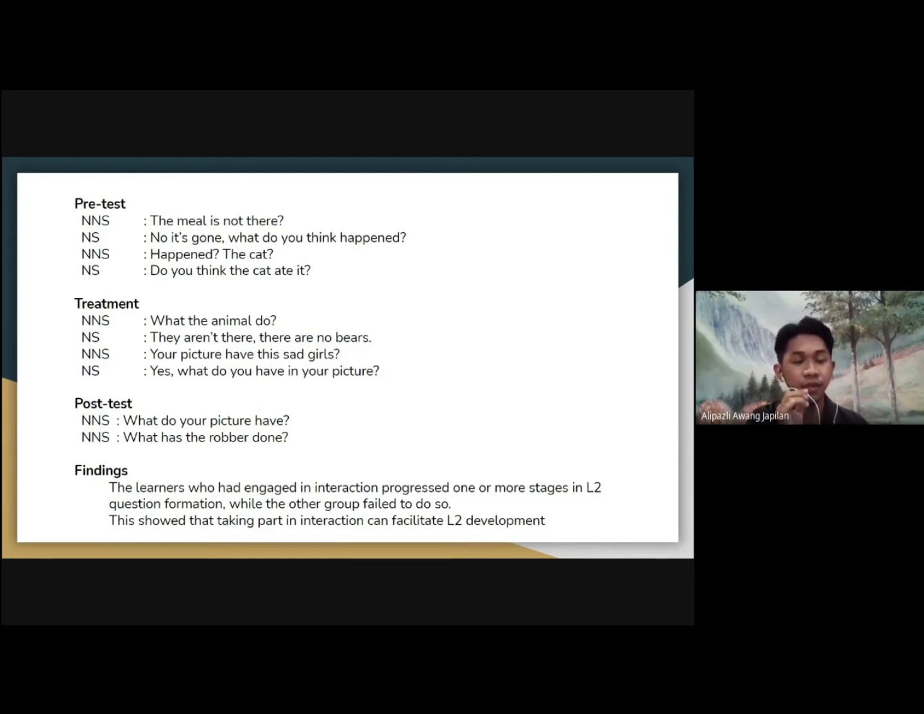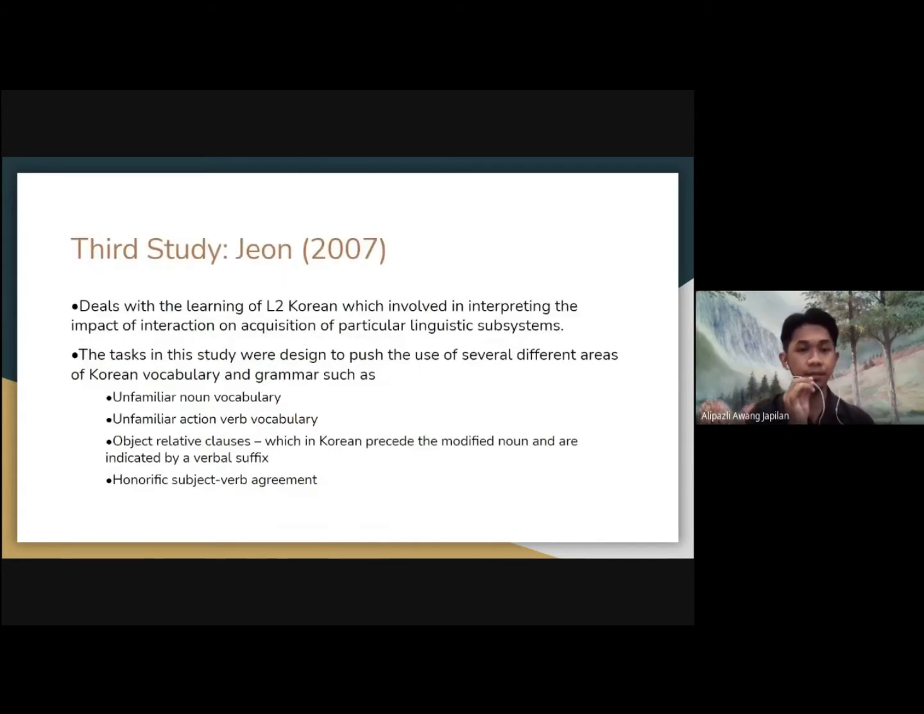So from the findings, the learners who had engaged in interaction progressed one or more stages in second language question formation, while the other group failed to do so. This showed that taking part in interaction can facilitate second language development. All right, next. Okay, this is the third study by Jeon, 2007. This study deals with the learning of second language Korean, which involves interpreting the impact of interaction on acquisition of a particular linguistic subsystem.